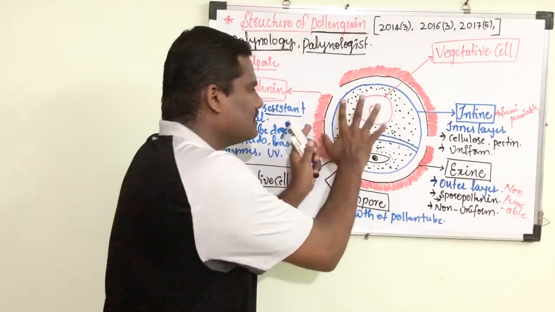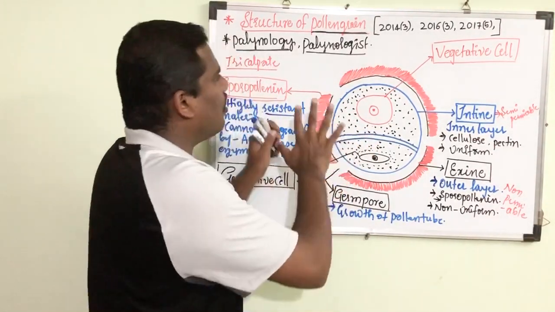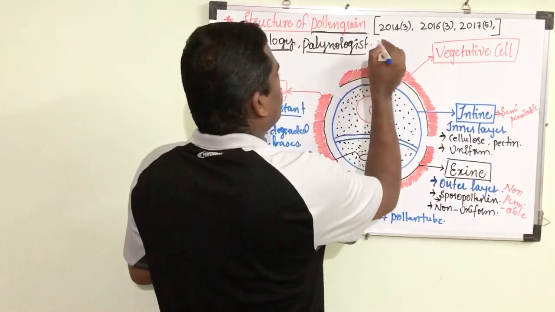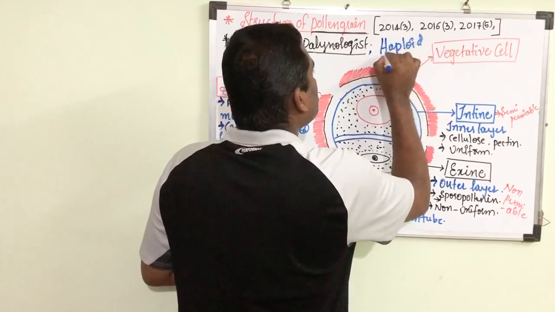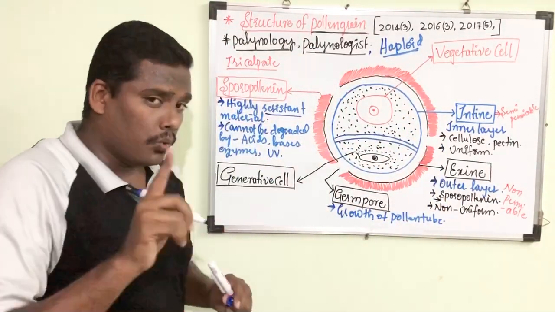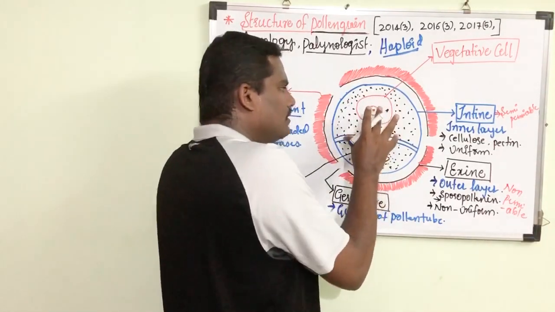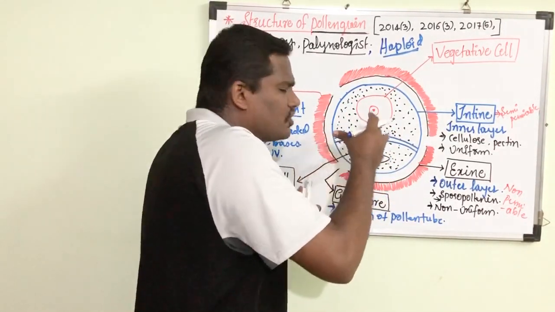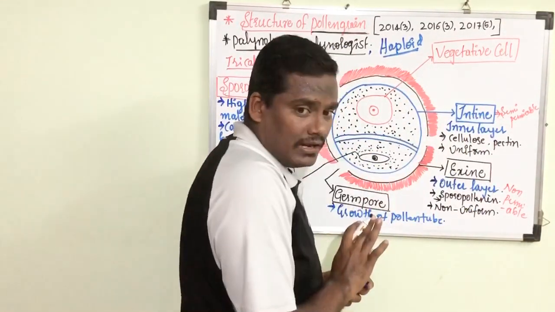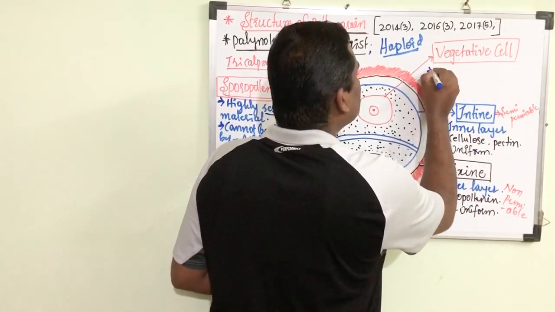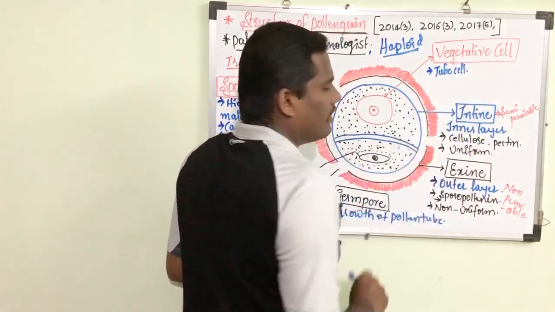Now, let us study the internal structure of this pollen grain. Pollen grain is always a haploid structure. In this haploid male gametophyte, we have two cells located. The upper cell, the swollen cell, the large cell, the bulgy cell. This cell is called the vegetative cell. It is also called the tube cell.